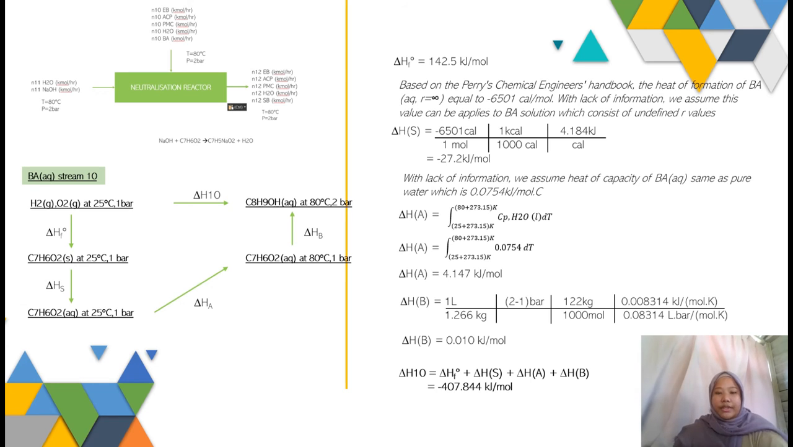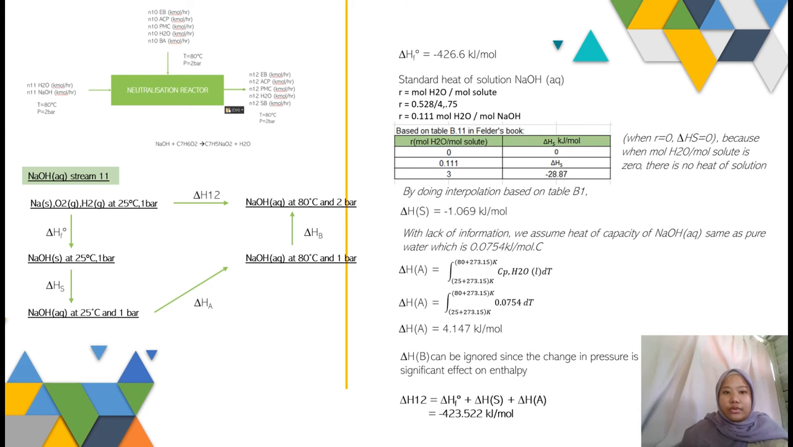But due to lack of information, for some substances such as NaO and Ba, we use the specific heat of pure water instead of their specific heat. For change in pressure, we use the V delta P equation to get the enthalpy change. For Ba and NaO, we also use heat of solution to get the enthalpy change when the substances have changed in state.